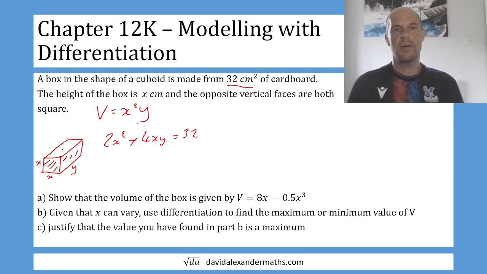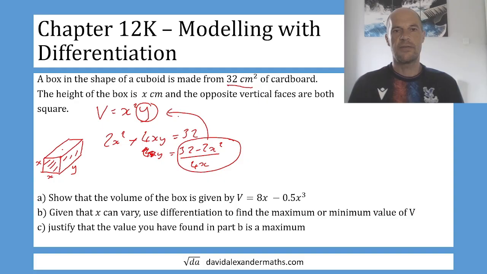Okay, so what I'm going to do is I want to work out the volume, so if I can replace this y with some x stuff, I'm absolutely fine. So I am going to get this equation in terms of y. First of all, 4xy is going to be 32 subtract the 2x squared. So therefore y is this divided by 4x.